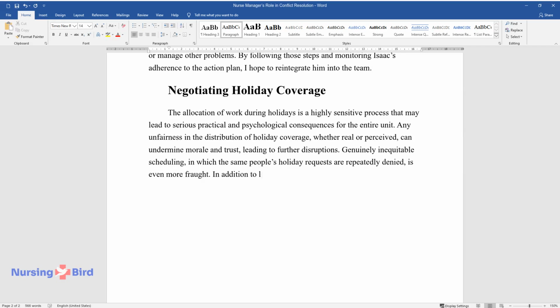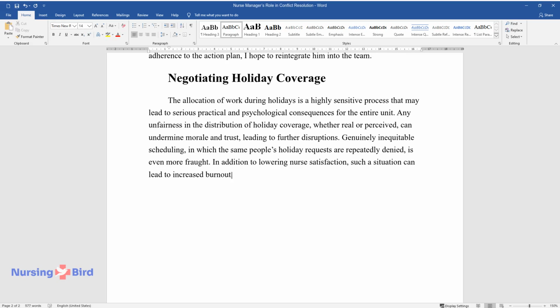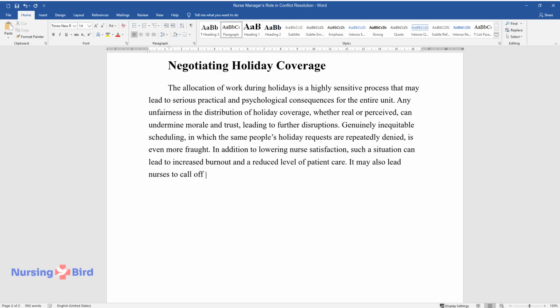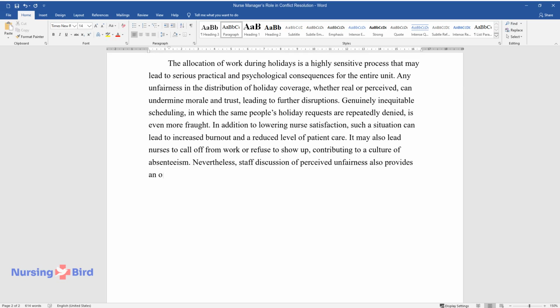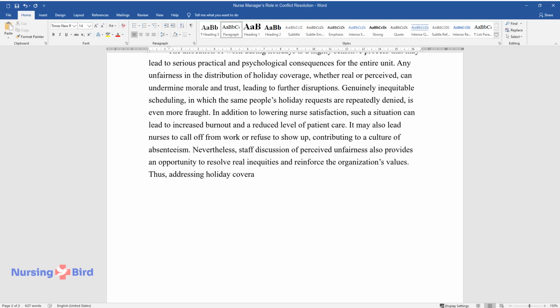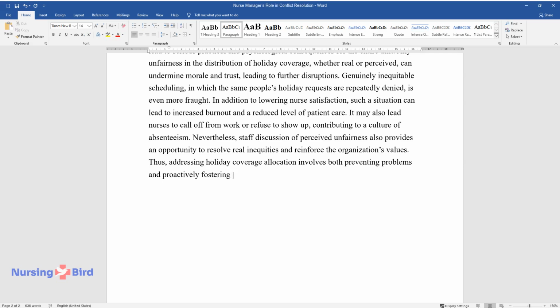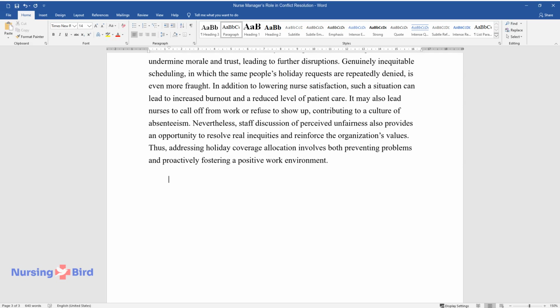In addition to lowering nurse satisfaction, such a situation can lead to increased burnout and a reduced level of patient care. It may also lead nurses to call off from work or refuse to show up, contributing to a culture of absenteeism. Nevertheless, staff discussion of perceived unfairness also provides an opportunity to resolve real inequities and reinforce the organization's values. Thus, addressing holiday coverage allocation involves both preventing problems and proactively fostering a positive work environment.